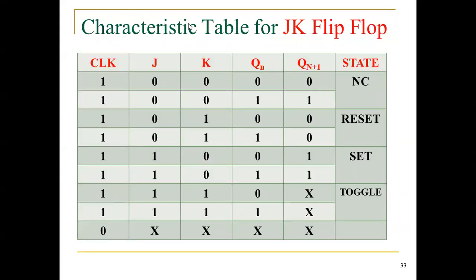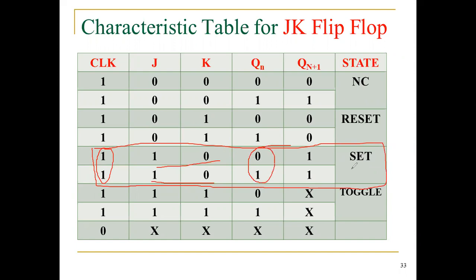That's all the operation. So here you can see the operation of a previous state. So positive edge triggering, 1 0, J equal to 1, K equal to 0. Under that situation, my Q is 0 means it changes to 1. Q equal to 1 means Q plus 1, the new state, is equal to 1. It sets the value.